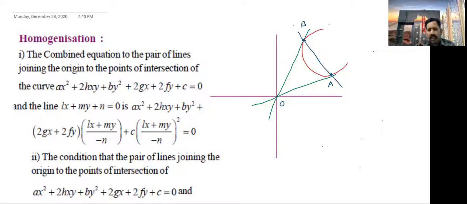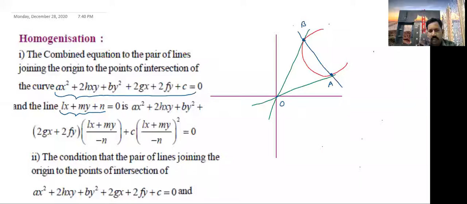So this red color curve is the non-homogeneous equation: ax square plus 2hxy plus by square plus 2gx plus 2fy plus c is equal to 0. And the blue color is lx plus my plus n is equal to 0. That is the line. The combined equation to the pair of lines joining the origin to the points of intersection of the curve and the line, these green color lines, form a homogeneous equation.